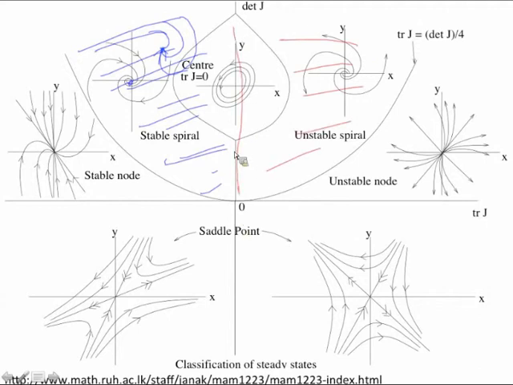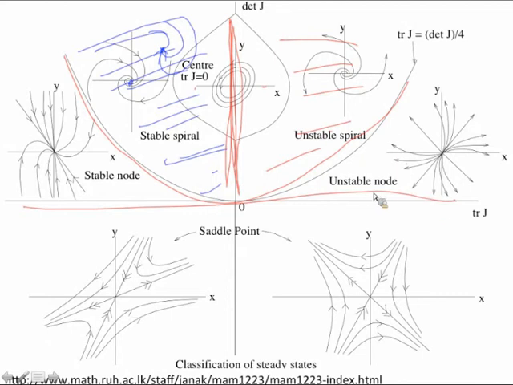And if I'm on here, well, if I perturb it just a little bit, I'll either get a stable spiral or an unstable spiral. So I've got a dividing line between my stable spiral and my unstable spiral, as well as a dividing line between my unstable spiral and my unstable node, and a dividing line between nodes and saddles. So linear systems are quite well understood, and these are basically the majority of the pictures that you would see.